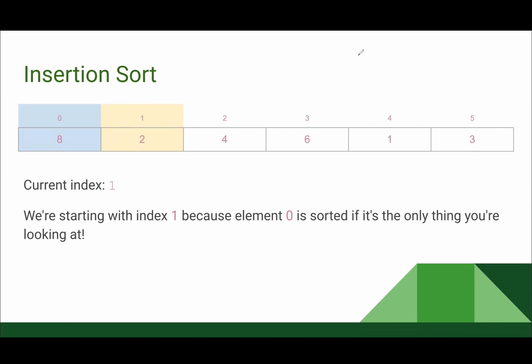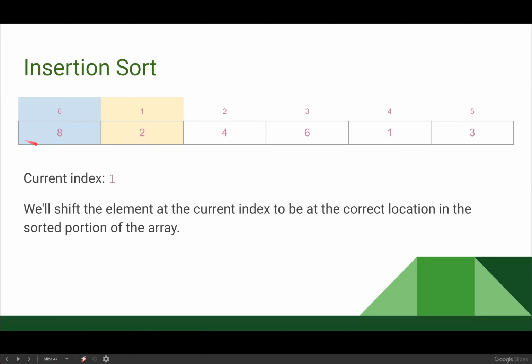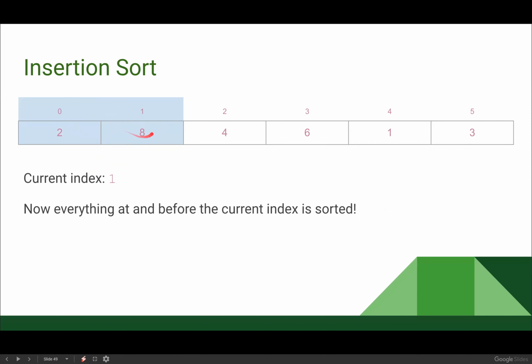So in our code, we're going to essentially slide this down the array until it reaches its proper position. So currently, we're going to shift this into the right spot. This should be moved to the left. And now everything at and before our current index of 1 is sorted.